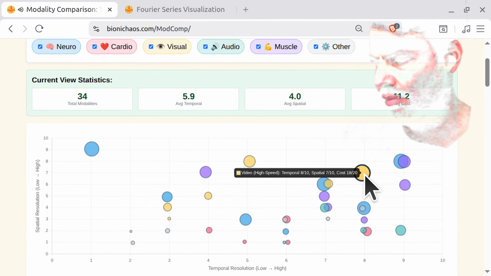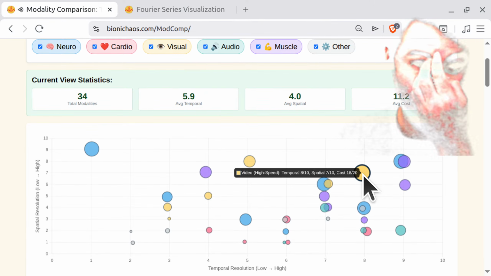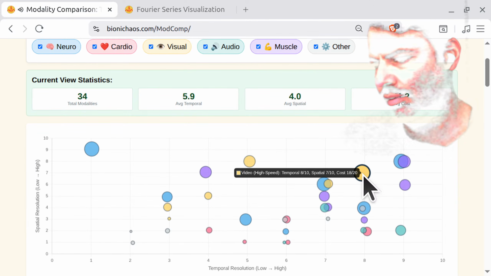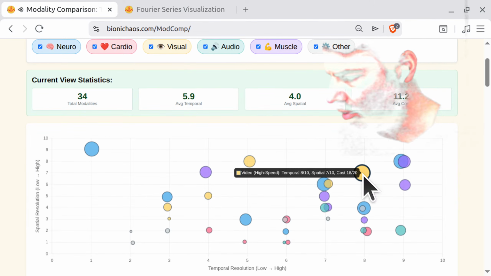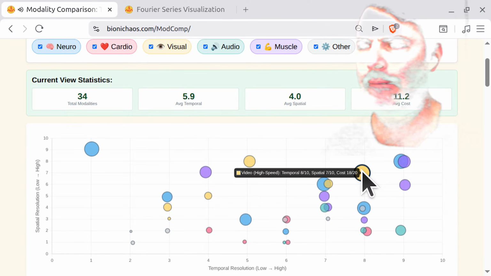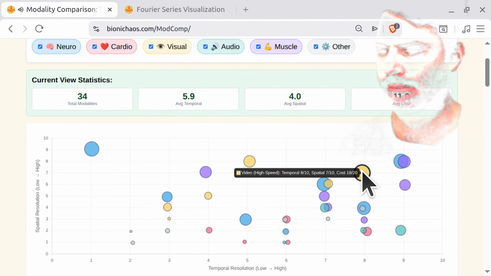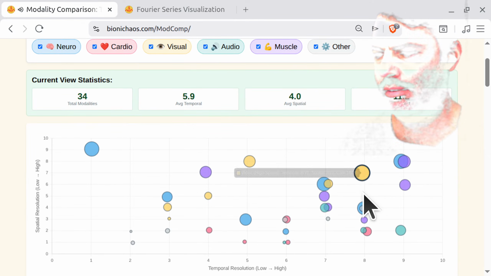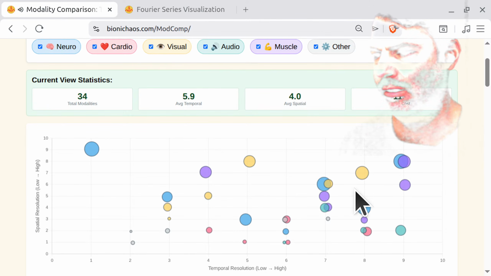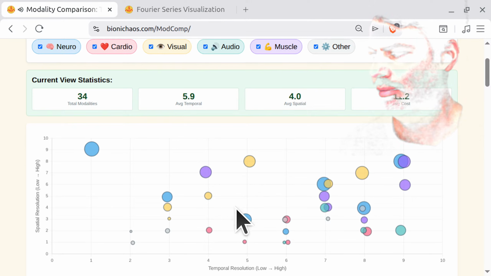So you trade off some spatial resolution compared to the 4K, but gain a lot of speed. Yeah. It really shows, from watching your cat kind of vaguely on a webcam to capturing every tiny muscle twitch in its leap in super slow-mo, there's a price for every pixel and every frame per second. Absolutely. And it puts those average stats in perspective, around 5.9 temporal, 4.0 spatial, 11.2 cost. Most sensors land somewhere in that middle ground, balancing the features and the budget.